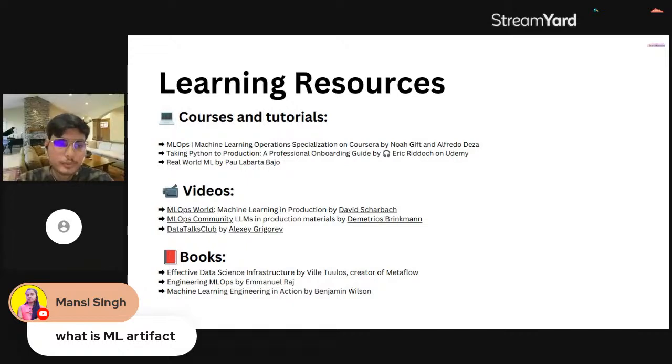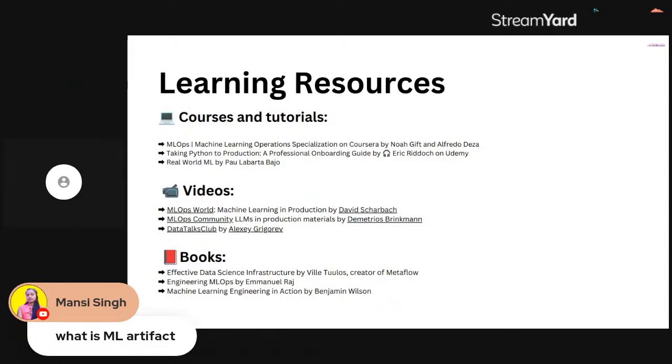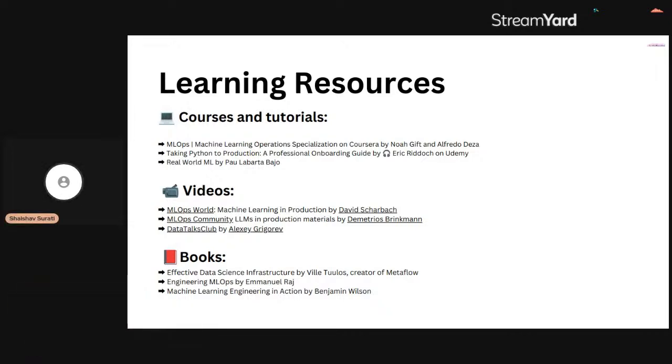There is one question from Mansi Singh. What is an ML artifact? It means the output produced by the training process. Artifact is a common ML term used to describe output created by a training process.